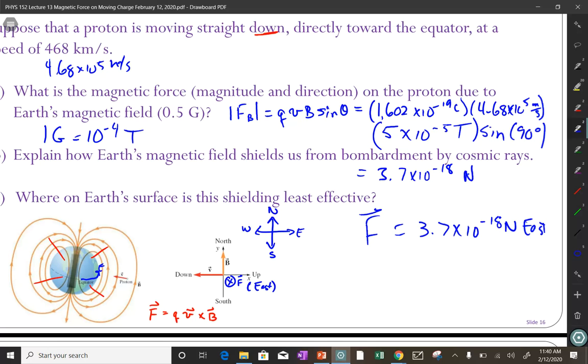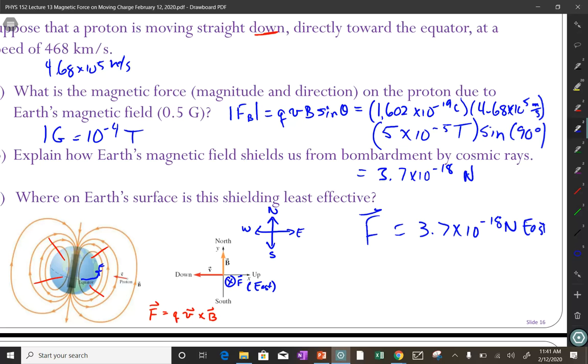Now, based on this, can you understand how Earth's magnetic field is beneficial to us? We have charged particles flying at us from the sun constantly, if you're on the side facing the sun. But the Earth's magnetic field, if it's a positive charge, is going to deflect it to the east. If it's a negative charge, it's going to deflect it to the west. So these charged particles don't hit us. So we're protected from that radiation.